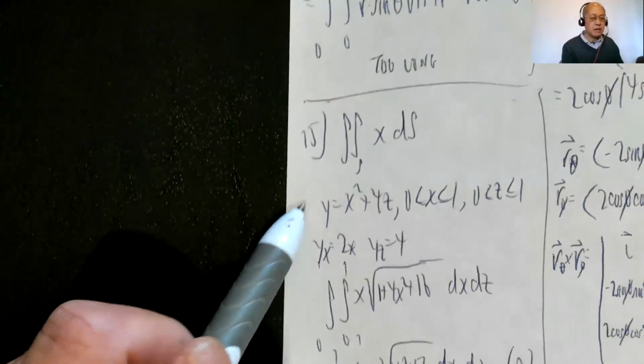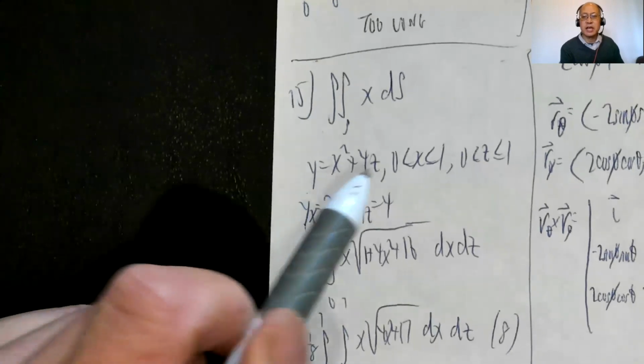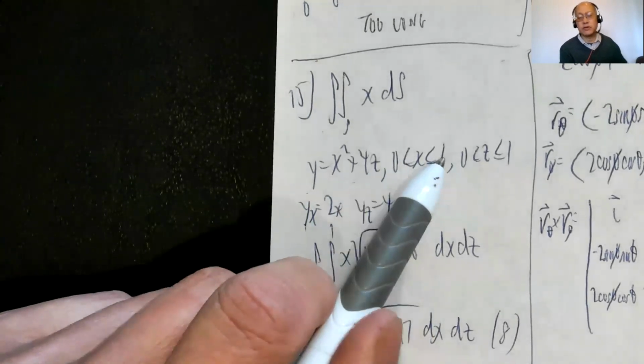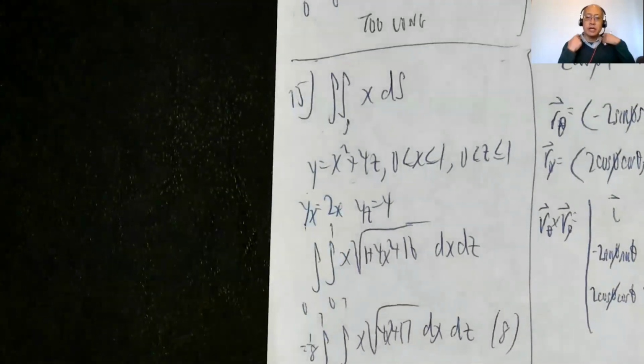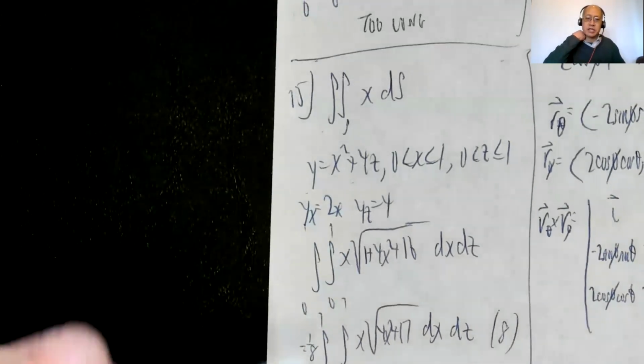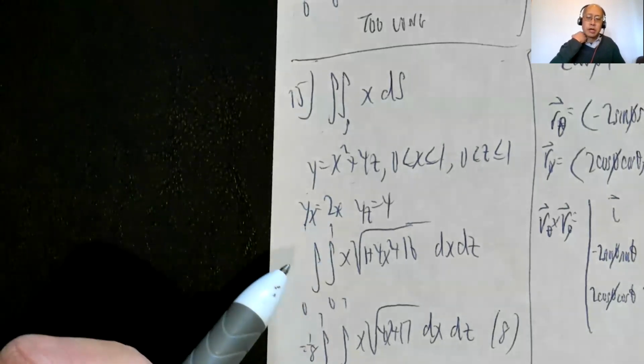And then 15, y is a function of x and z. X and z are both going from 0 to 1. So again, you don't have to have z as a function of x and y. You can have x as a function of y and z, or in this case, y is a function of x and z. Okay, so y sub x is 2x, y sub z is 4.